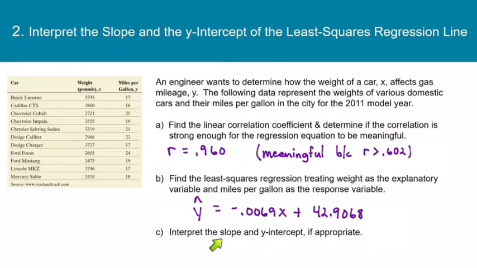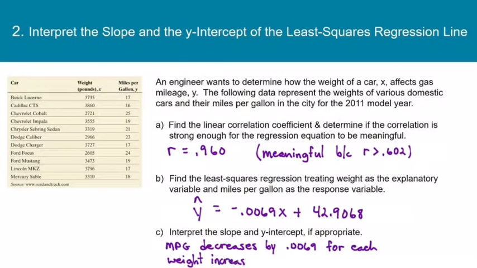Okay, well, let's do the slope first. Since we see that the slope is negative 0.0069, that means that if the weight increases by 1 pound, the total miles per gallon will decrease by 0.0069. So I'm going to say MPG, miles per gallon, decreases by 0.0069 for each weight increase of 1 pound.